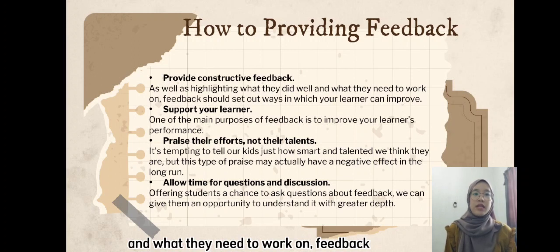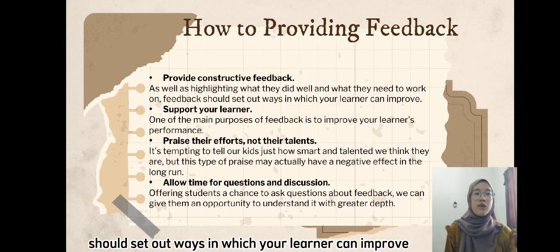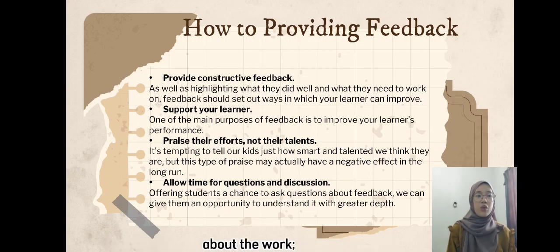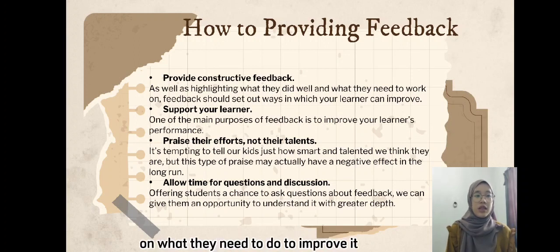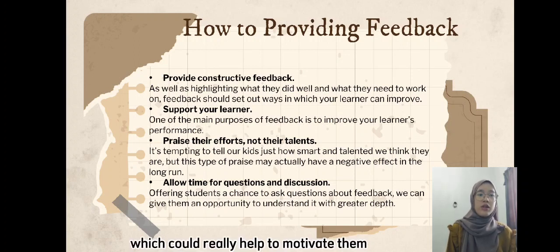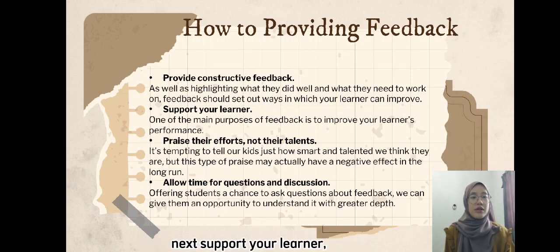Next, provide constructive feedback, as well as highlighting what they did well and what they need to work on. Feedback should set out ways in which your learner can improve. This will encourage your learner to think critically about their work, allowing them to reflect on what they need to do to improve it. Constructive feedback will also help them see their learning in a different light, which could really help to motivate them.